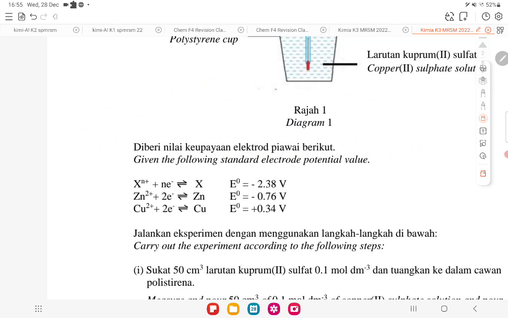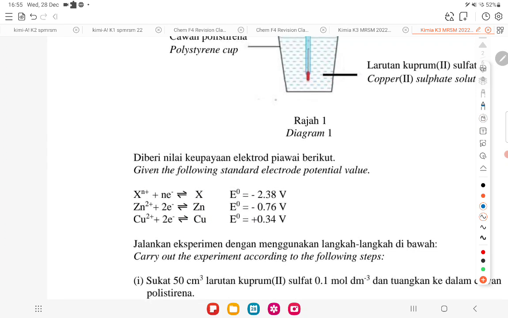So for example, we have zinc and copper. Zinc, the E naught value is negative 0.76. Copper is positive 0.34. So who is the more powerful gangster? Zinc, because the value is more negative than this one. So the more negative the E naught value, the more powerful gangster it is. So you know, zinc is more powerful gangster than copper.